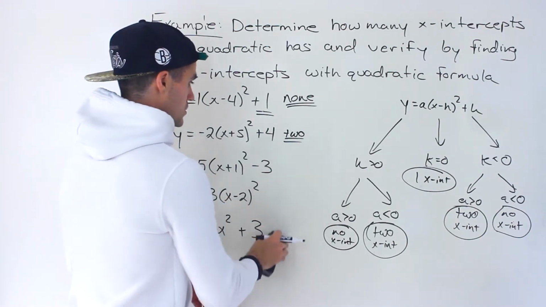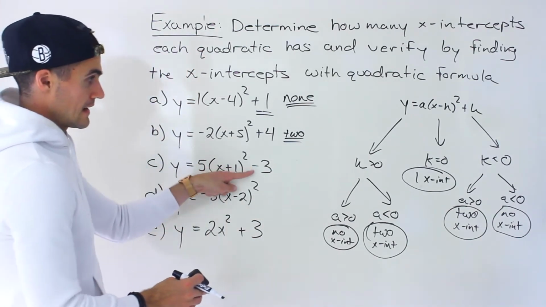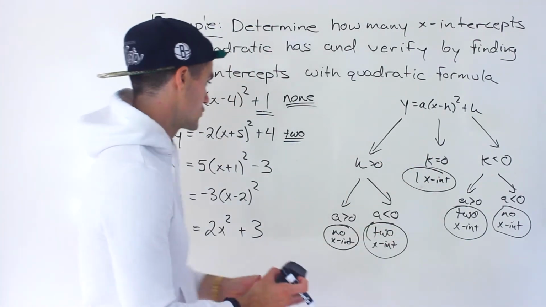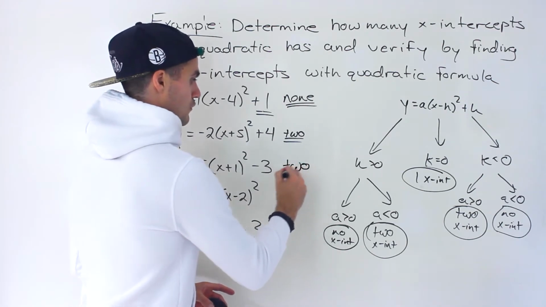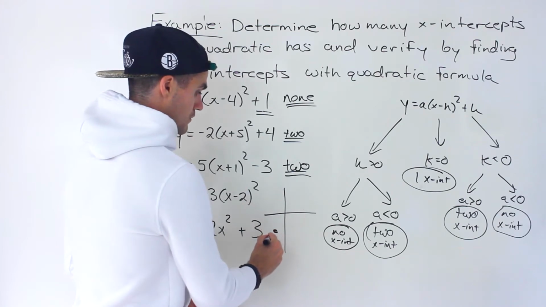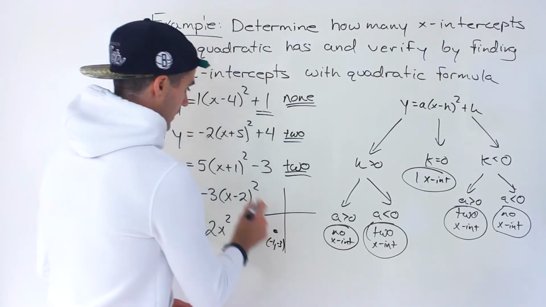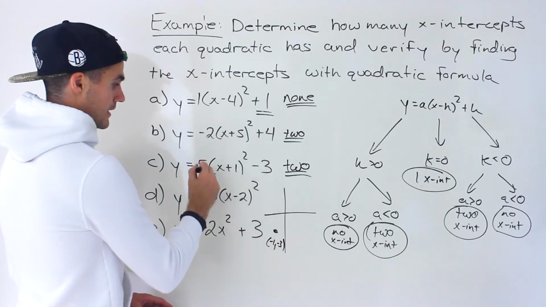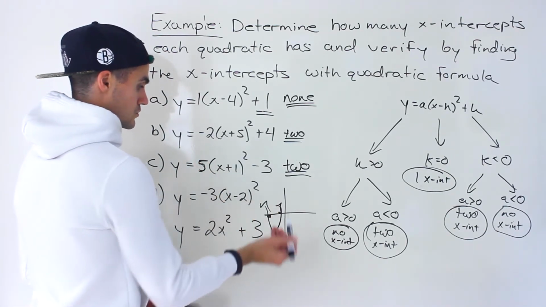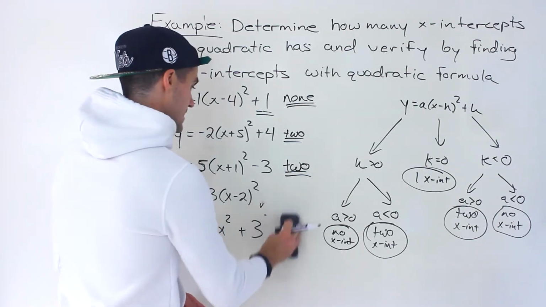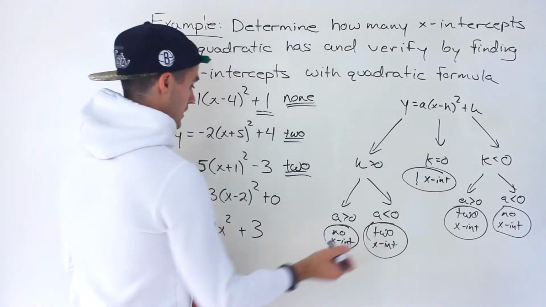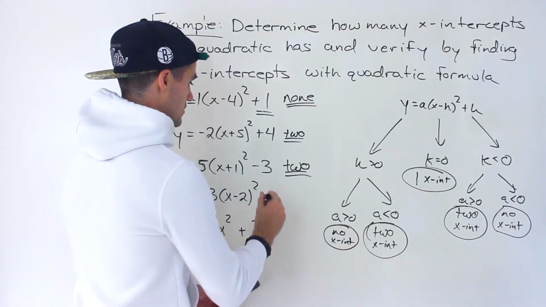Okay, now what about part C? Negative K value, that's here, and then the A value is positive, so two x-intercepts for this one. Again, if you want to graph it, -1 and -3, that would be the vertex. Remember, it's -1 because we always switch this sign. And then it's a positive A value, a +5, meaning that the quadratic's going to open up. So two x-intercepts. For part D, we already mentioned how the K value is just 0, meaning there's only going to be one x-intercept for this one.